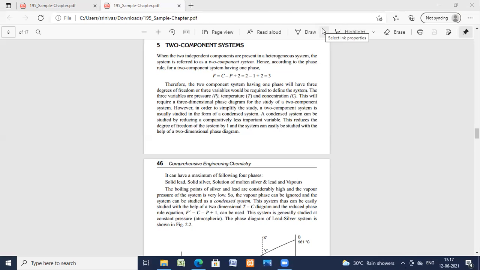Calcium carbonate, if you heat it, gives rise to CaO and CO2. CaCO3 gives CaO and CO2, so P is 3. The phases are 3. Sulfur, rhombic and monoclinic sulfur: the phases are 2. Ice, water, water vapor: phases are 3. Ammonium chloride, ammonia and HCl: the phases are 2.